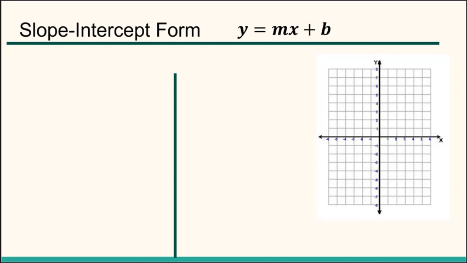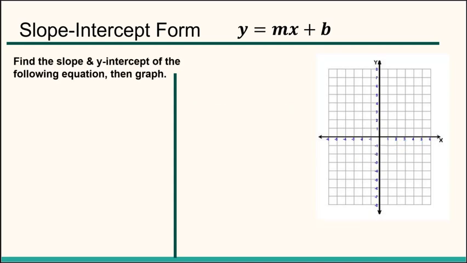Let's do another one. So I'm going to need to find the slope and the y-intercept of the following equation, then graph. If y equals 4x, what's the slope? That's pretty easy. The slope is 4. So it's going to rise 4, run 1. What about the y-intercept? There's no number hanging out there. Well, you could pretend that there's a +0 out there, and then you would say that the y-intercept is 0. This is the point 0, 0.